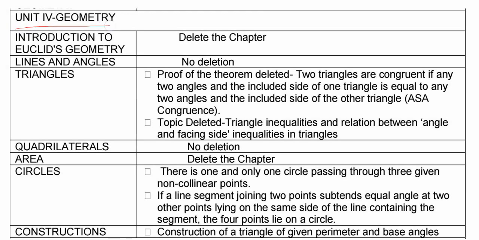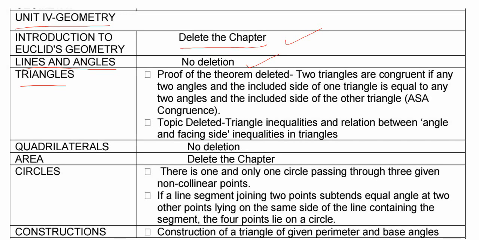Fourth unit, geometry. Here we have introduction to Euclid's geometry. The entire chapter was deleted. Next, lines and angles. No deletion. There is no deletion in lines and angles. Next, triangles. In triangles, two important things are deleted.